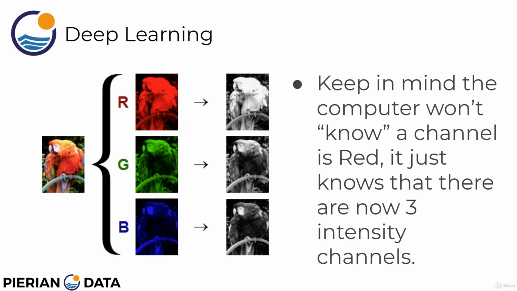You should also keep in mind that the computer won't actually know if a channel is red. It just knows that there are now 3 intensity channels. So keep that in mind in case your images happen to have different color encoding. Certain programs will encode, instead of red, green, blue, as blue, green, red. That won't really matter for our use case of convolutional neural networks because the network doesn't care what order the colors are being fed in. It just cares that there are 3 intensity channels.